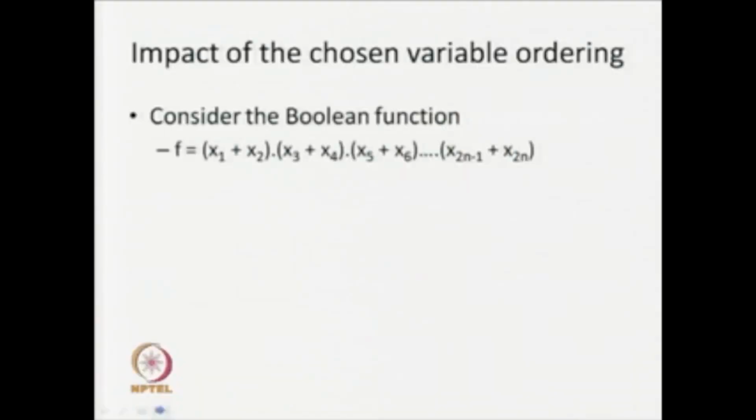Okay. I will explain these things with the help of one simple example. Consider this particular Boolean function f: x1 x2 plus x3 x4 plus x5 x6 and so on, up to x(2n-1) x(2n). That means we have 2n variables. So this is a function of 2n variables, and this is a simple function.